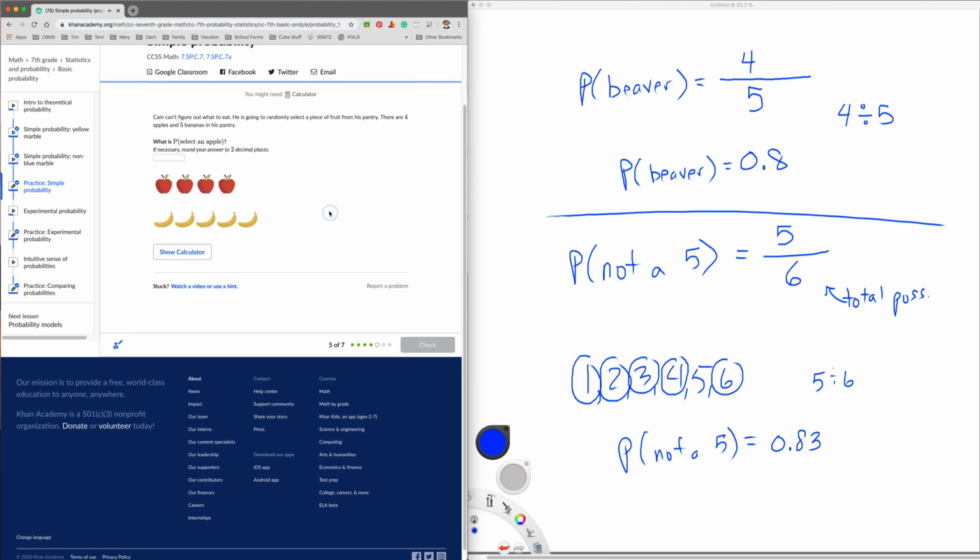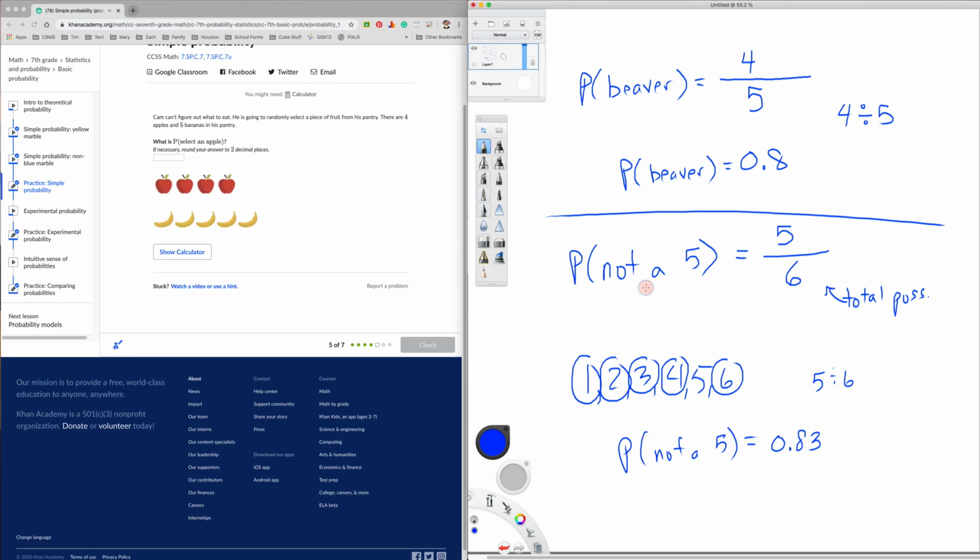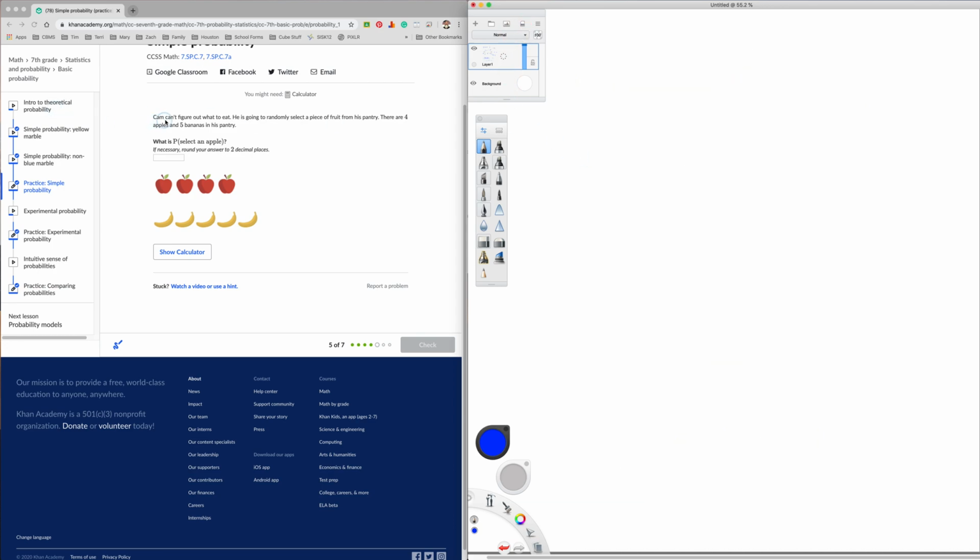And look at me go. Next one, let's clear this out. Cam can't figure out what to eat. He is going to randomly select a piece of fruit from his pantry. There are 4 apples and 5 bananas in his pantry. What is the probability that he selects an apple?